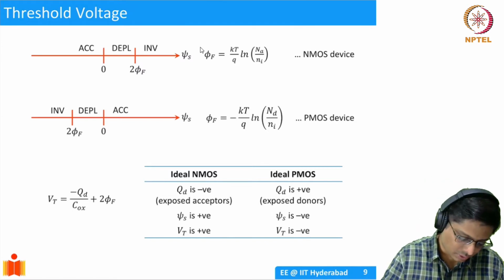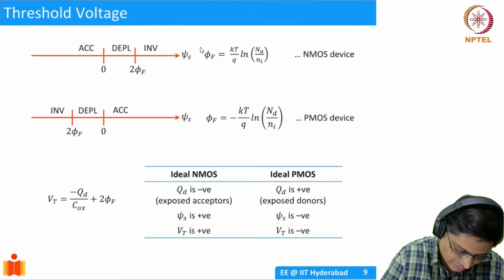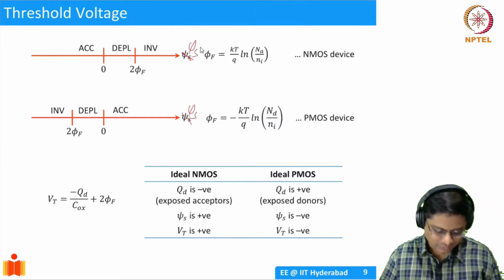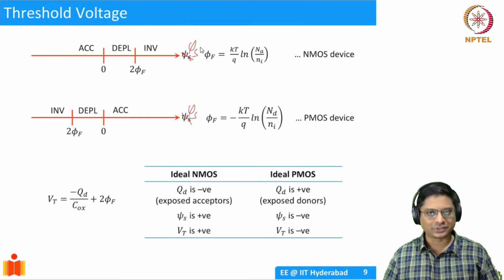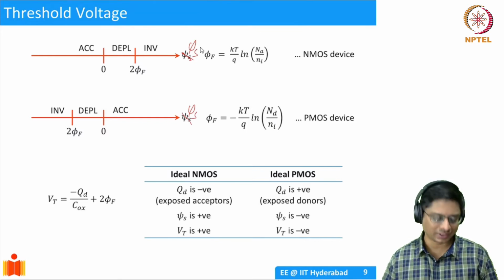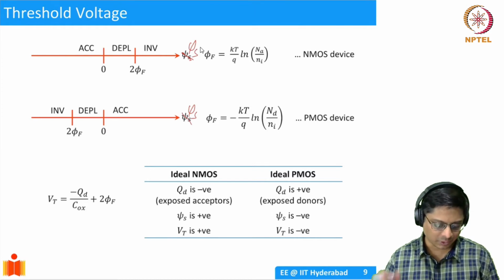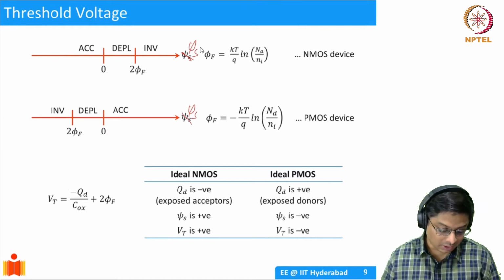So let me show you. By mistake I have put psi s. Let's call this phi s, because I've shown psi s, but I want to refer to this as phi s. That will make the notation consistent. That's why I changed. In the last lecture I used psi s, but now we want to use phi s.